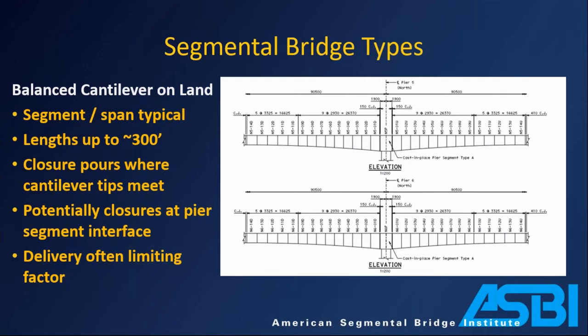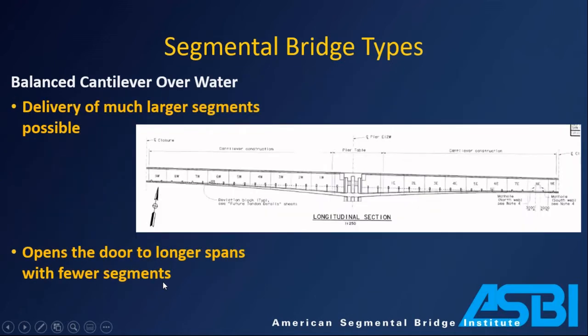So you would build this out to 300 feet, and then you see over here, hopefully it's clear enough, when the tips meet together, you do have a cast in place closure joint between the two cantilever tips. Sometimes you might have construction joints at the pier table too. Those can kind of go either way. There are lots of ways to address that particular problem, but the delivery is often the limiting factor, the weight, the height, what can you get on site. It's not as clear as I hoped, but this is an example of the Oakland Bay Bridge where delivery was by barge.